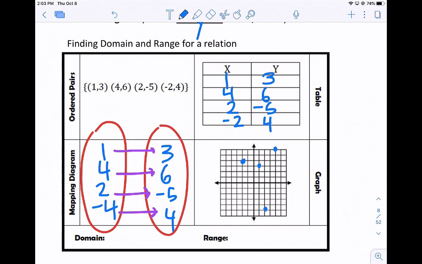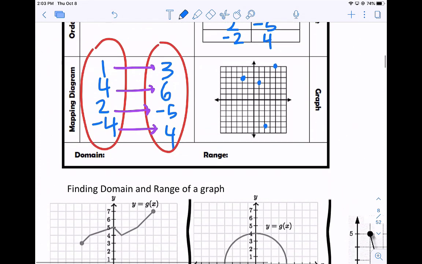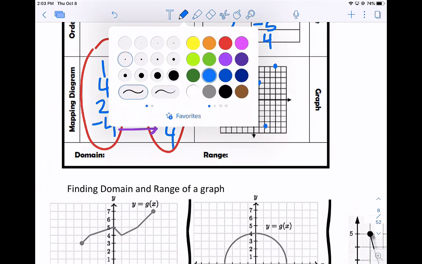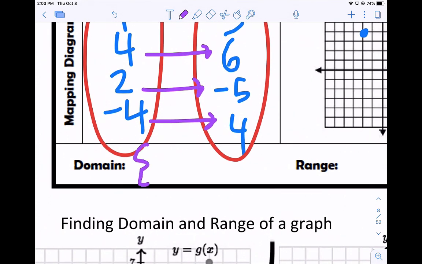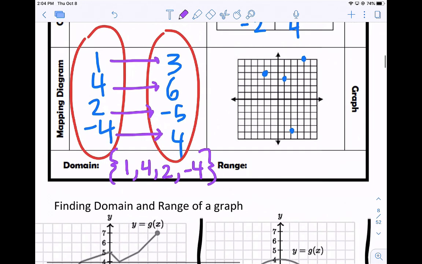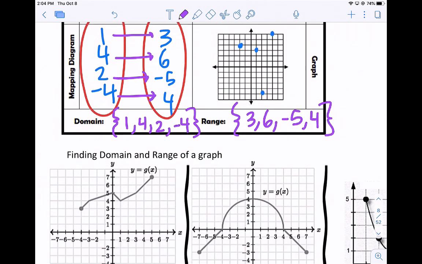And so there's many different ways to write domain and range, and one is called set notation. And so for set notation, they use these curly brackets, and we can say the domain are all the values, and there's my curly bracket, 1, 4, 2, -2. So that set are all my domain numbers, and then my range would be 3, 6, -5, 4. So there's one way to write the different sets when we're looking at domain and range. So domain, the x values, range, the y values.